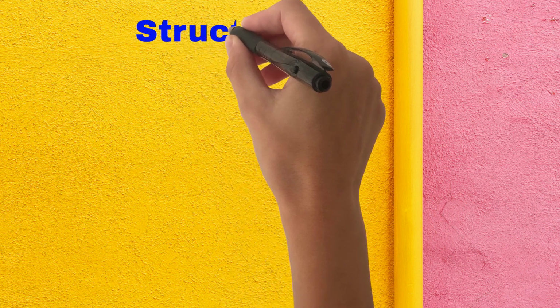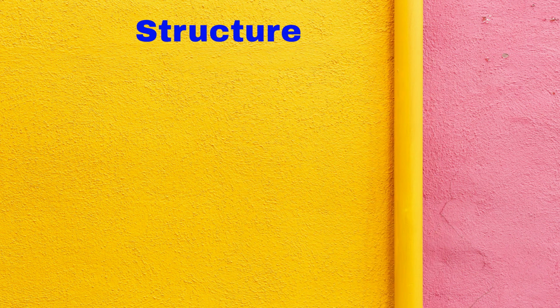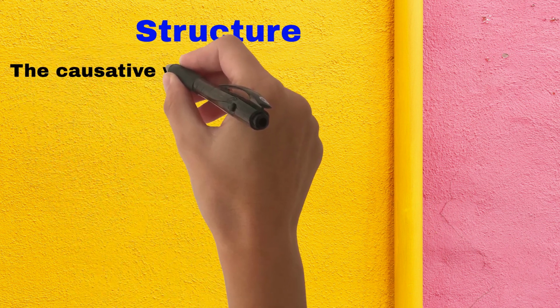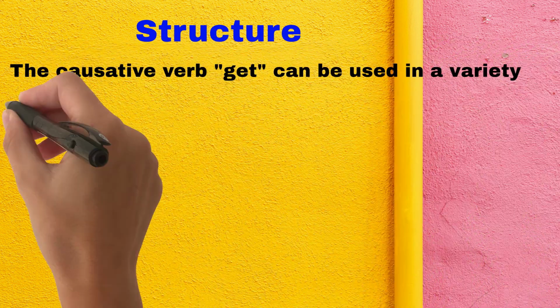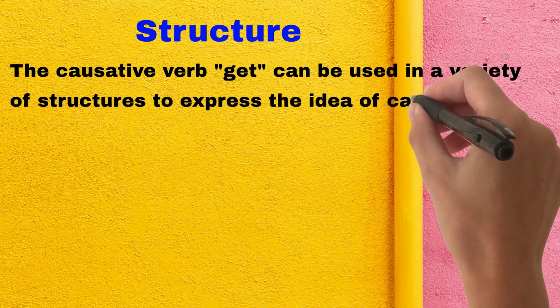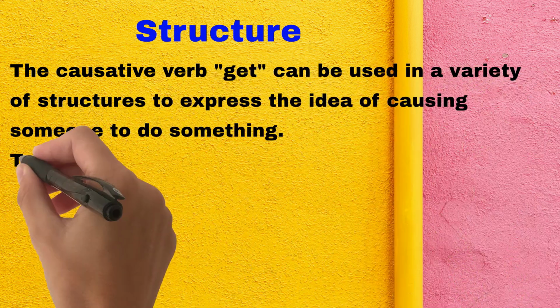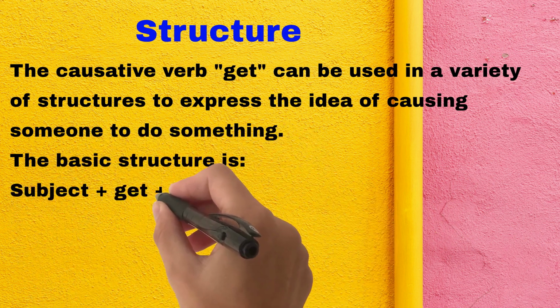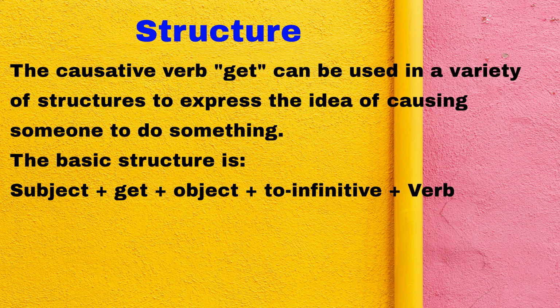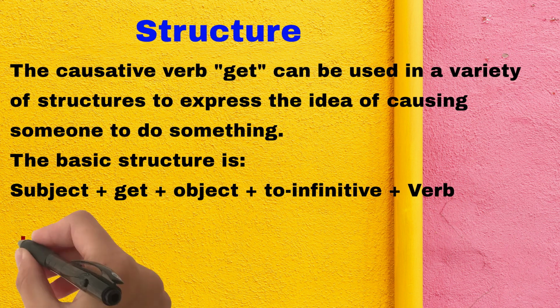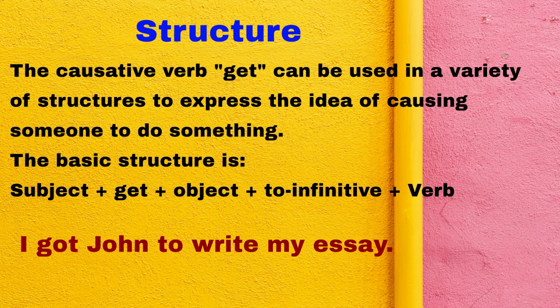Now, let's discuss its structure, that is, how to use it in sentences. The causative verb get can be used in a variety of structures to express the idea of causing someone to do something. The basic structure is subject plus get plus object plus to infinitive plus verb. For example, I got John to write my essay. In this example, first there is a subject, I, then second form, got, then object John, and then infinitive to, then verb, write.